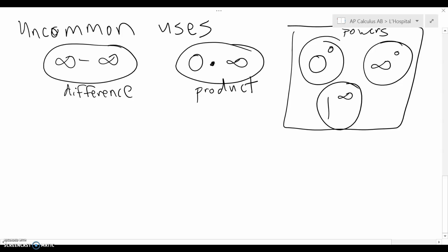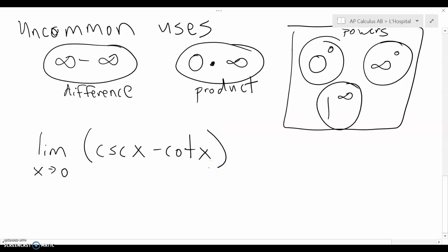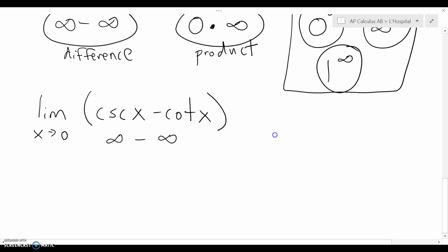So an indeterminate difference would present as something, they'd all present as something that you can create a fraction with. So you might get something like a trig setup. So you have cosecant of x minus cotangent of x. And of course, if you plug a 0 in here, you're going to get cosecant of 0, which is infinity. You get cotangent of 0, which is infinity. Those are both at asymptotes on these two functions. And so you have to come up with some way to rewrite it. And trig functions are really nice in terms that they can be rewritten. Cosecant is 1 over sine, and cotangent is cosine over sine.